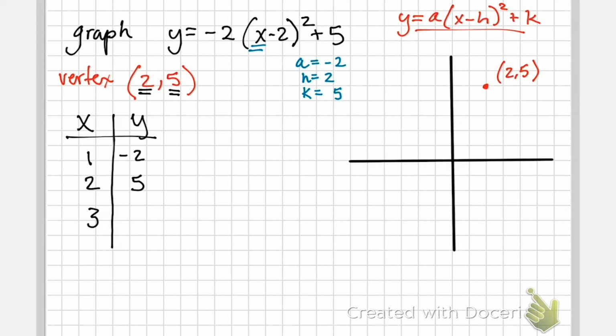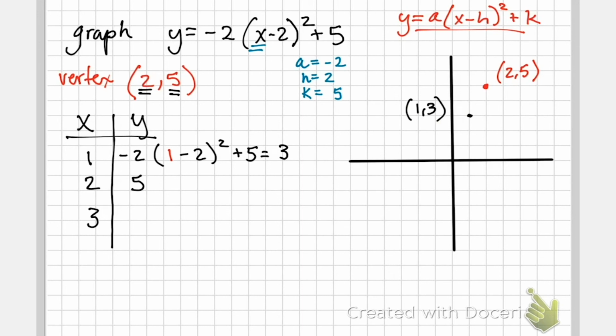So I have -2 times (1 minus 2) squared plus 5. Order of operations: 1 minus 2 is -1. -1 squared is +1. +1 times -2 is -2. -2 plus 5 is 3. So one of my other points is 1, 3. Let's go ahead and graph that one. 1, 2, 3. Oops. 1, 3. Right there.